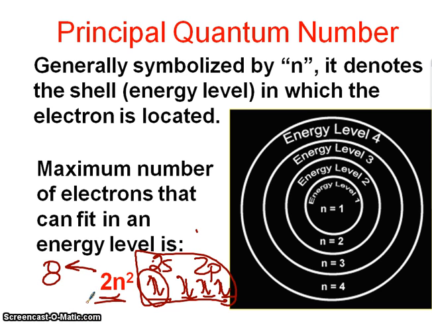Now somebody may say, well, what happens when you get to the 5th floor? Because technically, 5 times 5 is 25 times 2, so 50 electrons should be found on the 5th floor. And that, in theory, is true. Yes, that's how many electrons could live on the 5th floor.